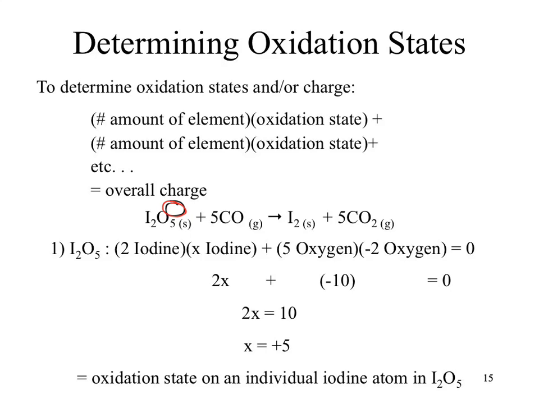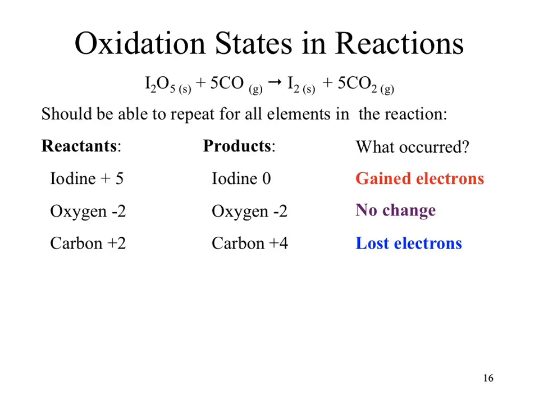Okay? We could then go through and do that with the rest of the atoms within this. And hopefully, given enough time, or hopefully you've already done it, you should be able to determine the oxidation states for each of the atoms, both on the reactant side and the product side. So when we go through and look at the reactants, our iodine is +5. Each oxygen atom is a -2, and our carbon is a +2.